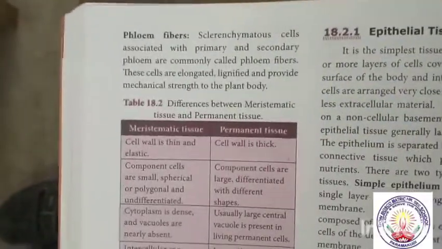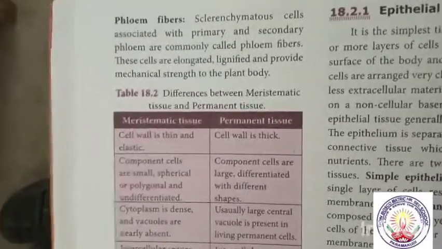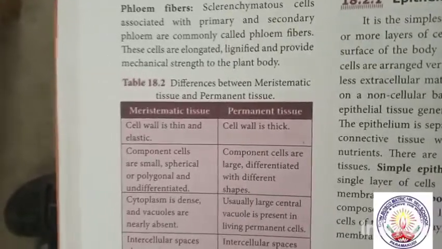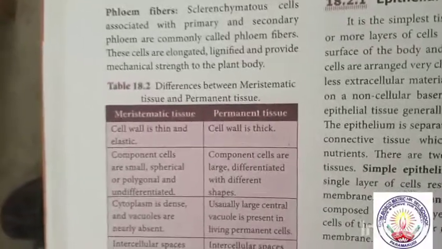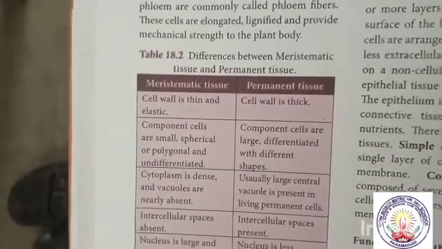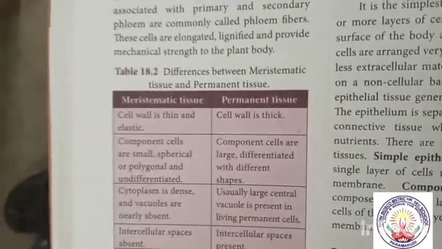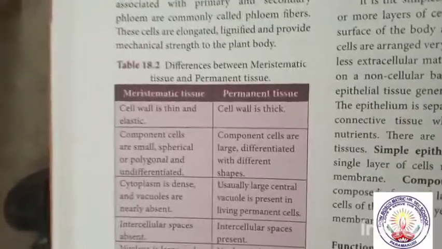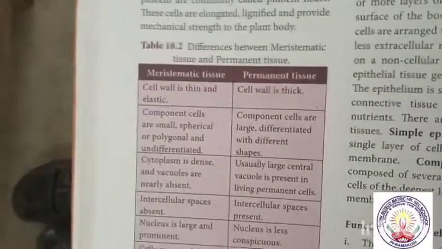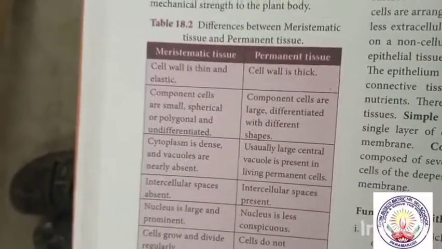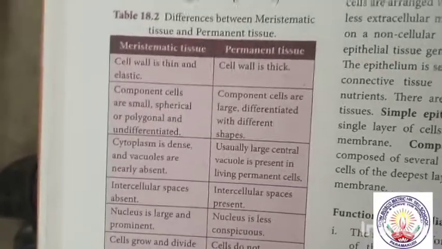Meristematic tissue: cell wall is thin and elastic. Permanent tissue: cell wall is thick. Meristematic cells are small, spherical or polygonal and undifferentiated. Permanent cells are large, differentiated with different shapes. Cytoplasm is dense and vacuoles are nearly absent. Usually a large central vacuole is present in living permanent cells. Intercellular spaces are absent in meristematic tissue, and present in permanent tissue. Nucleus is large and prominent. Nucleus is less conspicuous.